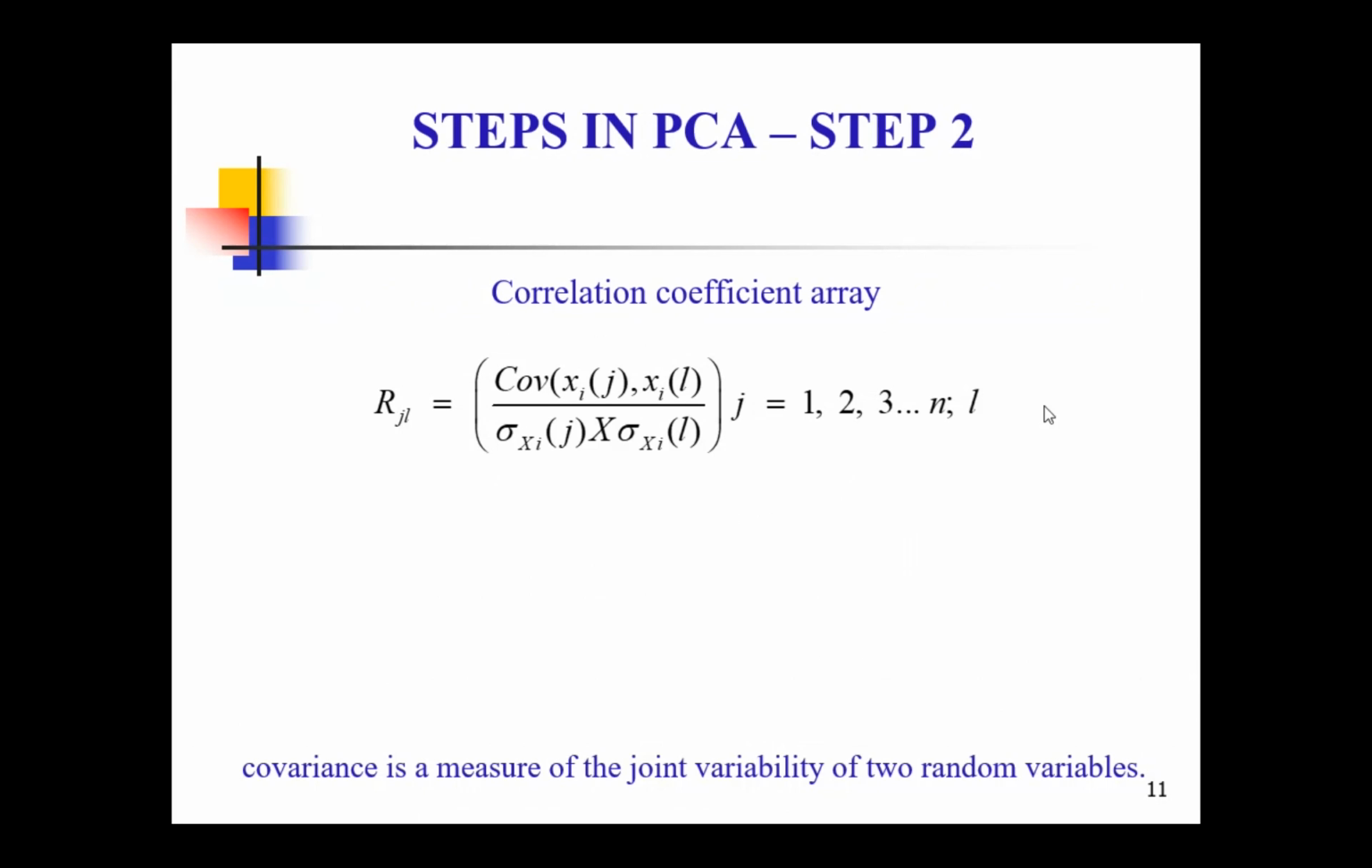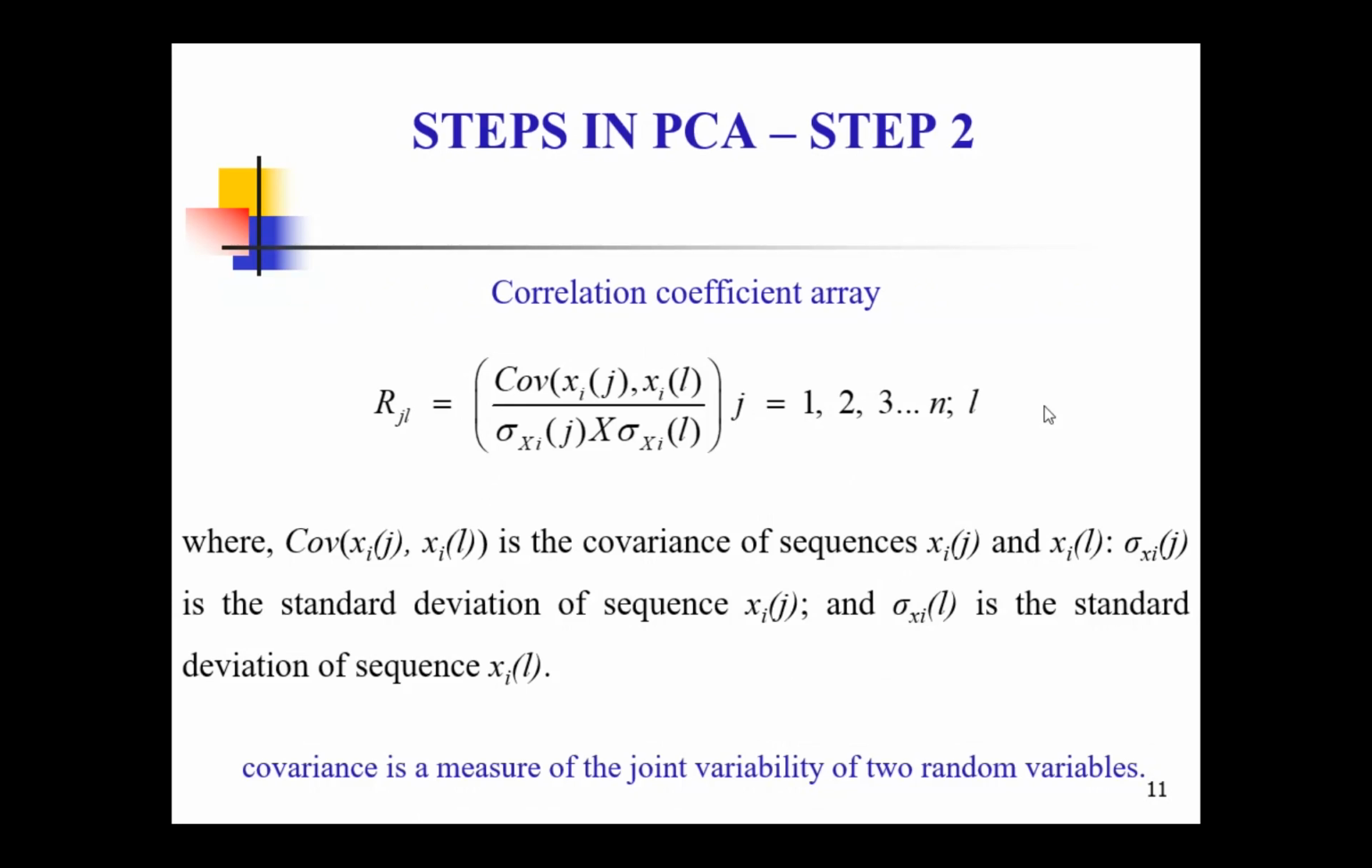The second step is formulating the correlation coefficient array. The covariance that exists between xi of j and xi of L is the covariation of sequences, and sigma is the standard deviation of sequence j and then sequence L. So this correlation matrix we have to determine so that we can find out the principal components.